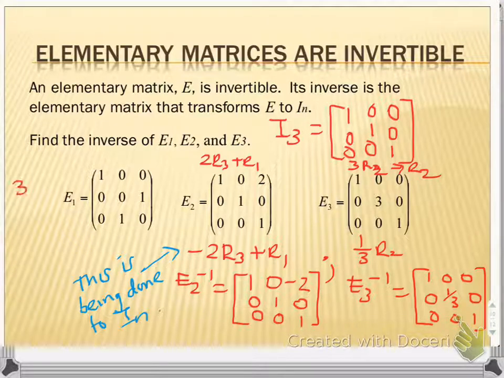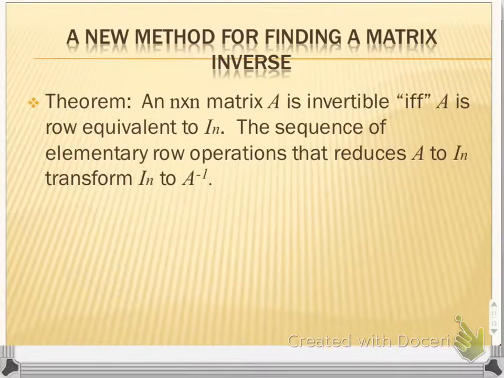And so the third question I want you to do is find the inverse of that elementary matrix. But we have a new method for finding an inverse. What if you have a matrix that's invertible, but it's not 2 by 2? How will you determine if it's invertible if it's not a 2 by 2? That's a good question, and let's talk about that. This theorem says that an n by n matrix A is invertible if and only if, which means it goes both ways, A is row equivalent to the identity matrix. The sequence of elementary row operations that reduces A to I transforms our identity matrix into A inverse.